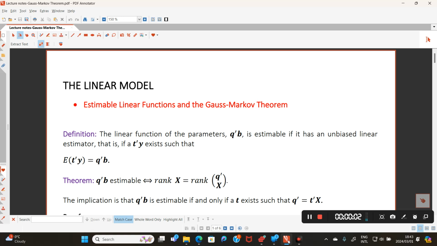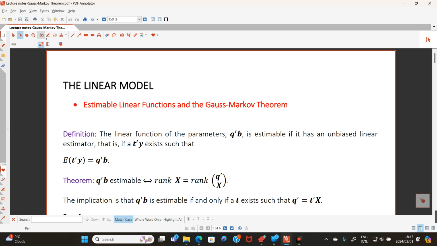Hello, I'm Mohammed Arashi, and I'm going to explain about estimable linear functions and the very well-known Gauss Markov Theorem in linear modeling. Here we have a definition for estimable linear functions.